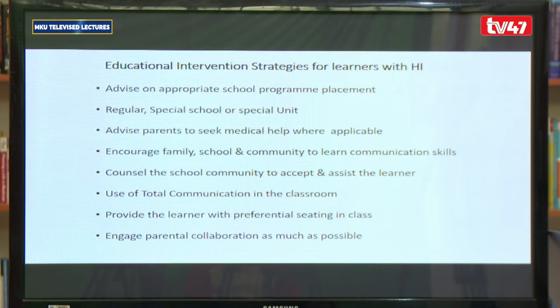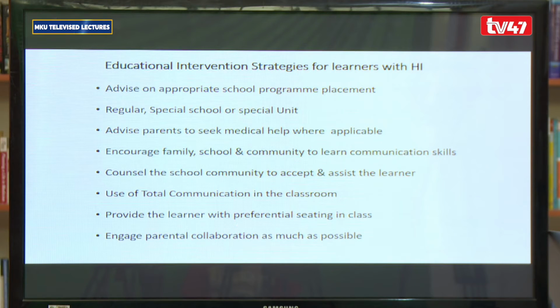Now, what are the educational interventions for learners with hearing impairment? One, we need to advise on appropriate school program placement. Although we talked about inclusive education, that learners with disabilities and special needs should be in regular schools, depending on the levels, as we said. We talked about slight, mild, moderate, severe, profound. They may not fit in the regular, but as we speak in our country today, we still have special schools, we have special units for learners who have hearing impairment.